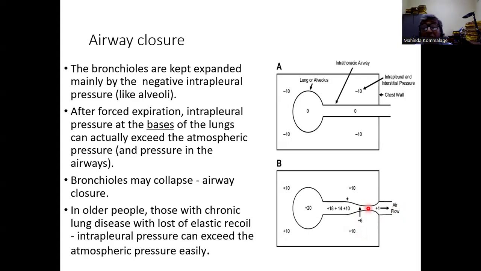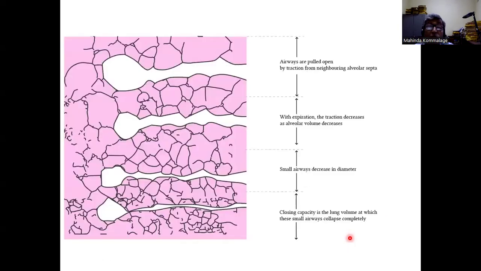Again, this is due to gravity, because that is the problem in the bases of the lungs. High interpleural pressure will collapse the alveoli because it can be above the atmospheric pressure, right? So it is something like this normally, and sometimes it can collapse like this because of the external or high intraalveolar pressure. High interpleural pressure will compress, and so air will be trapped in this place.